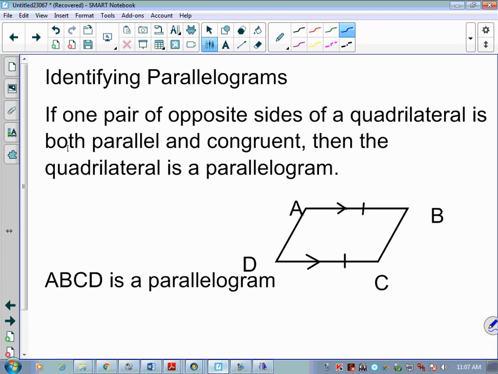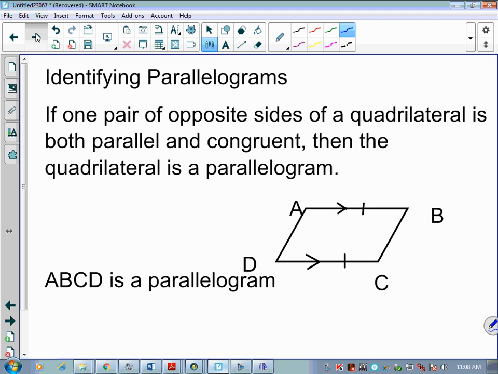So quadrilateral, keep going. Both parallel and congruent, then the quadrilateral is a parallelogram. Yep. Okay, so this one actually mixes 2 things. If I have a pair of sides that are both parallel and congruent, then I know it's a parallelogram, because it's going to force BC and AD to be congruent and parallel. Okay, so this one's kind of unique.